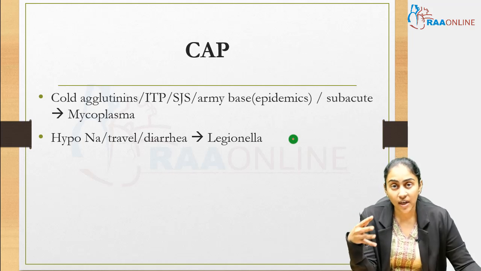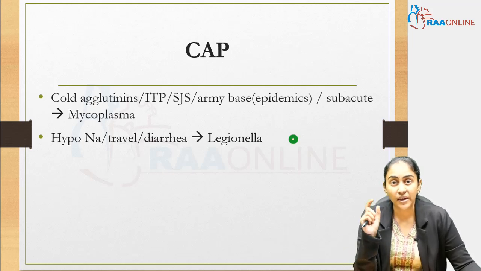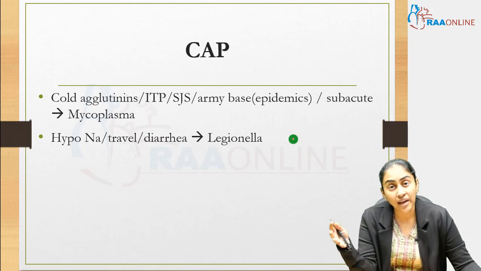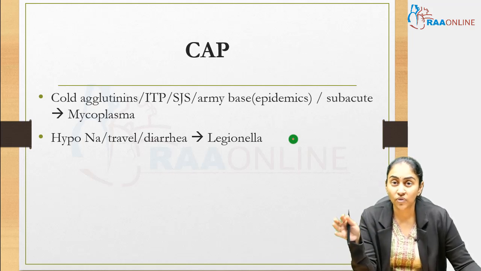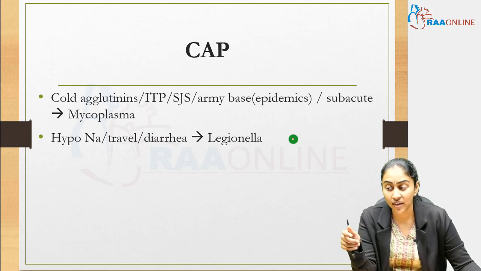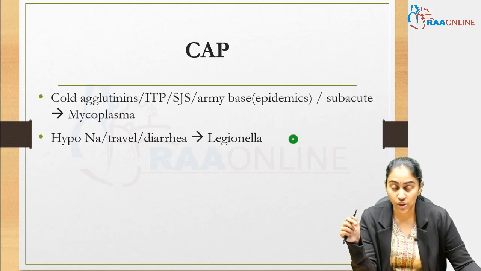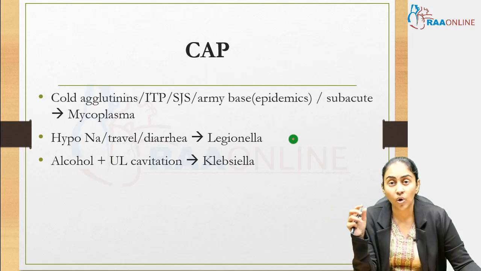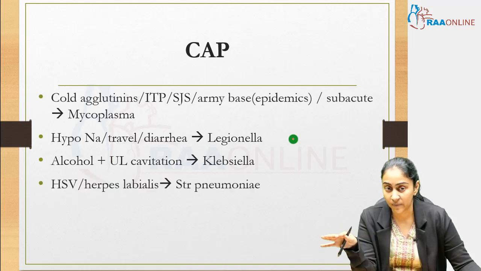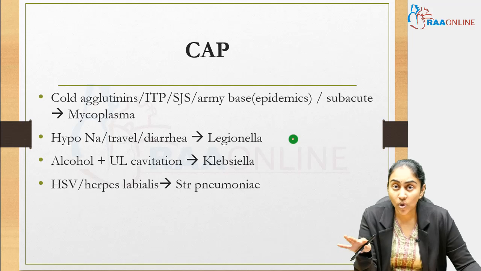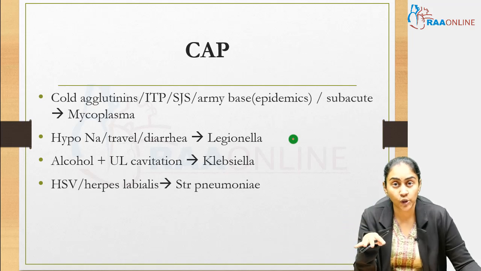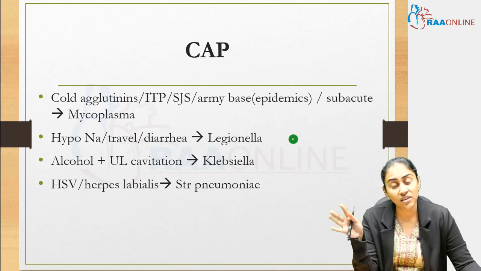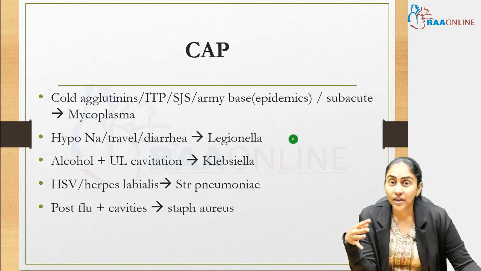Now, when you are described a pneumonia and there is also a mention of hyponatremia and also consistently a mention of a recent travel plus or minus diarrhea, then you're dealing with Legionnaires disease. When you're described a community-acquired pneumonia in an alcohol consumer, with or without an upper lobe cavity, then it's often Klebsiella that you're dealing with. When there is CAP and there is also a mention of HSV infection or a herpes labialis, then you're dealing with Streptococcus pneumoniae.